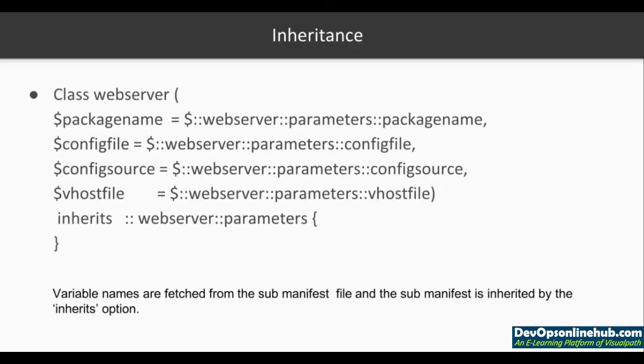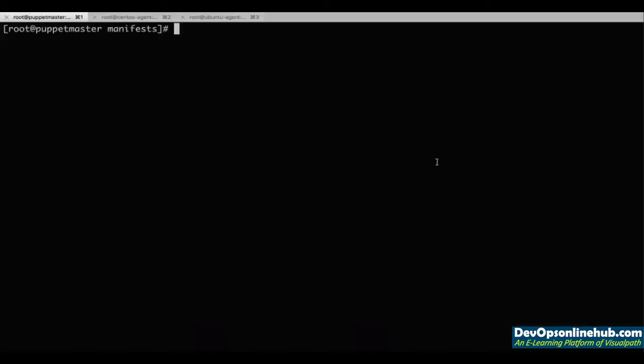A concept we will introduce here is inheritance. Logics and manifests defined in other manifest files can be easily used in our main manifest file using inheritance. The variables defined in the other manifest file can be fetched and stored in local variables to be used in the present manifest. The inherits option is used to tell the manifest to inherit the contents of the sub-manifest file. We will now change the configuration in the init.pp file.